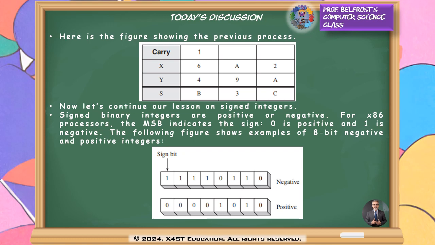Okay, now let's continue our lesson on signed integers. Signed binary integers are positive or negative. For the x86 processor, the MSB indicates the sign. 0 is positive and 1 is negative. You can see it as shown in the figure.